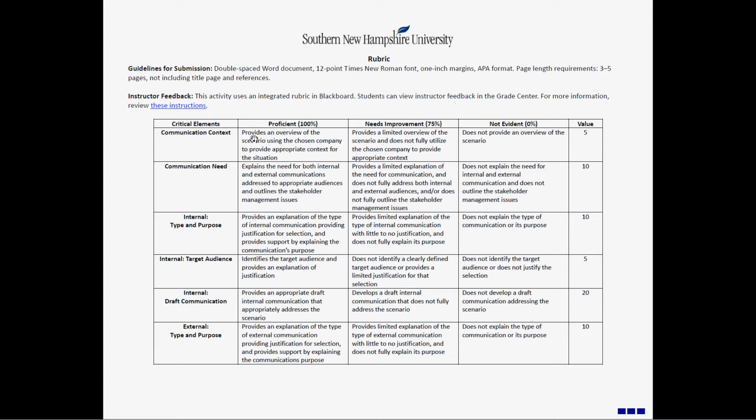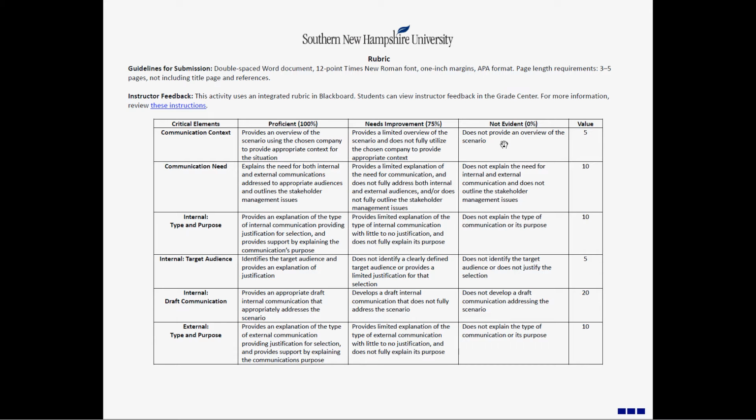All right, so on the communication context, for example, the criterion is to provide an overview of the scenario using the chosen company to provide appropriate context for the situation. All right, so that's what I'm going to get. I'm going to get proficient if I do that. On the other hand, if I don't do that well, if I only provide a limited overview of the scenario and I don't fully utilize the chosen company to provide an appropriate context, I'm going to need improvement.